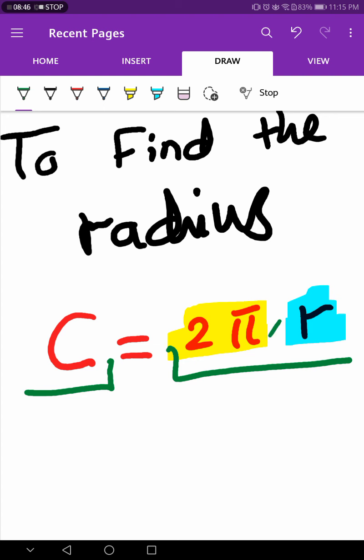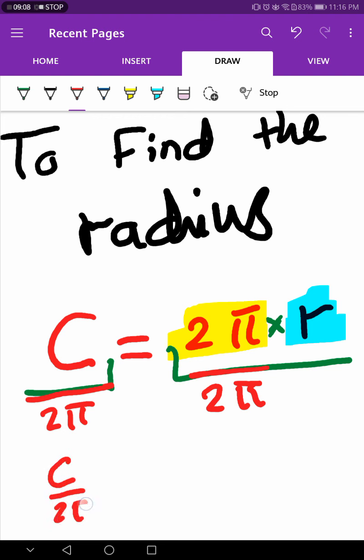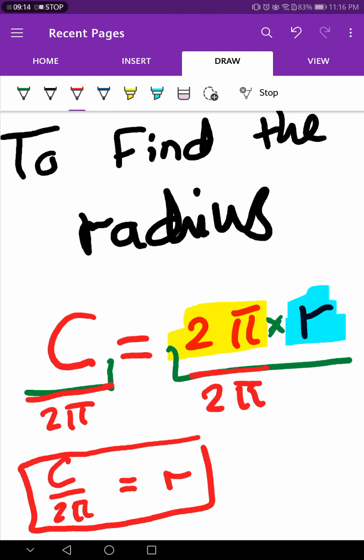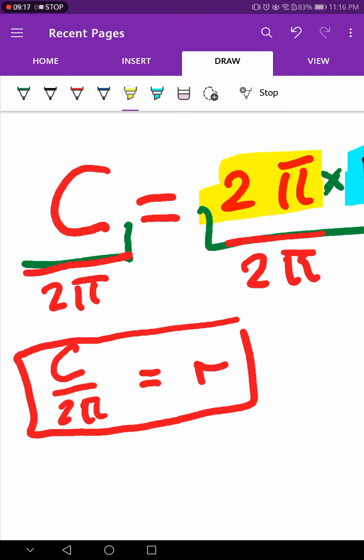I know there is a multiplication hidden between the 2 pi and the r, so the inverse is divide. Yes, so divide by 2 pi, and divide by 2 pi here. Okay, my dear student, so C over 2 pi equals r. So teacher, if I want to find r, I divide the circumference over 2 pi, then I can find the radius. Yes, you don't believe me?